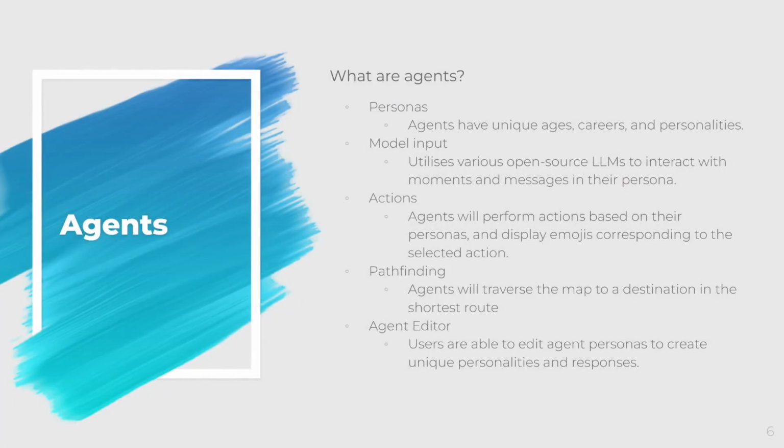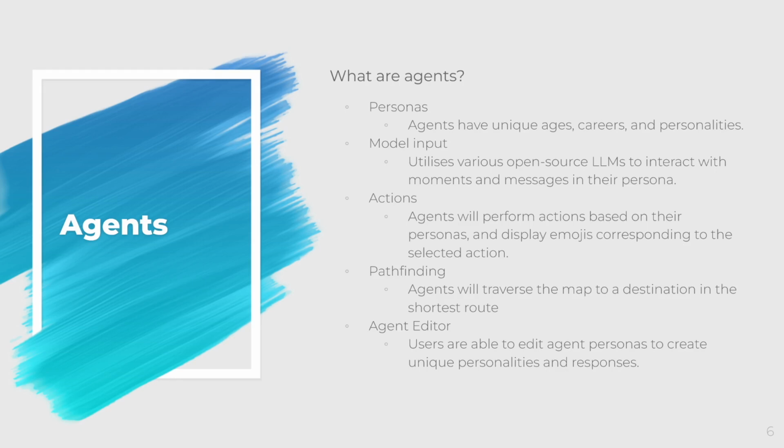The first feature, and the main feature really, is the agents. By leveraging large language models, we are able to create these agents, which are able to take on distinct personalities, perform actions, and maneuver around the map to perform said actions or traverse to a meeting place or to other agents. Now, agents really revolve around their personas.